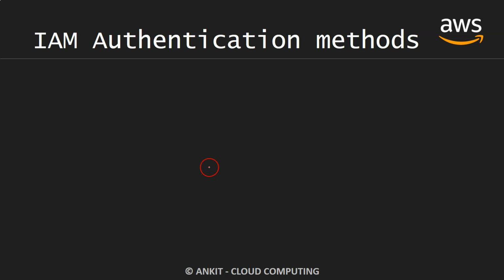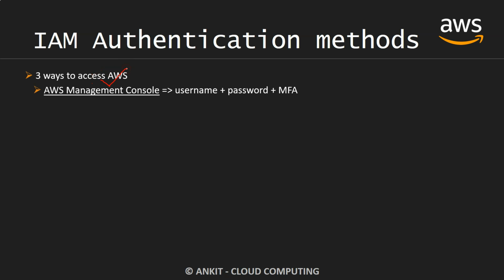Hey everyone, welcome back. So in this video, we are going to discuss the different authentication methods, or I would say IAM authentication methods, to enter into an AWS system. There are three ways to access your AWS account. One is the AWS Management Console, where you can provide your username and password, and you can even make it more secure with multi-factor authentication. So that's a very usual way.